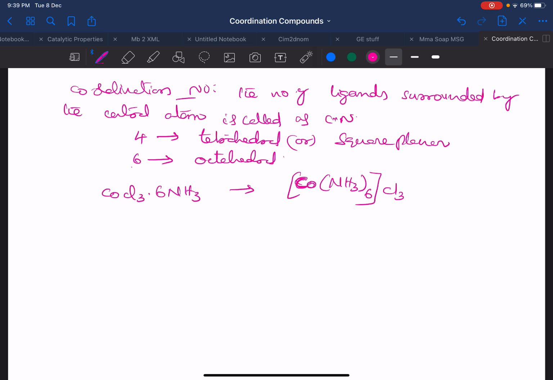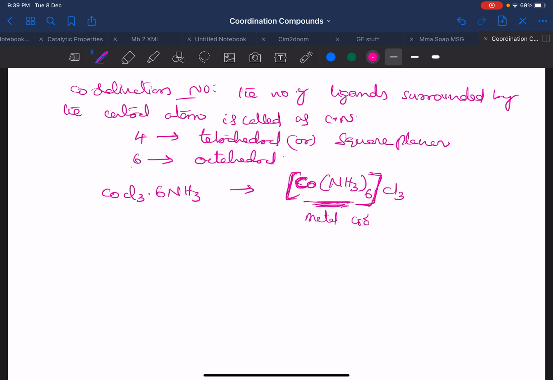The formula which is written in between the square brackets is called the coordination complex. It is the metal coordination complex.